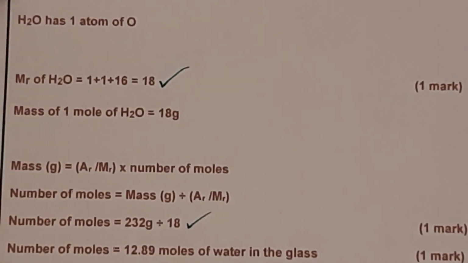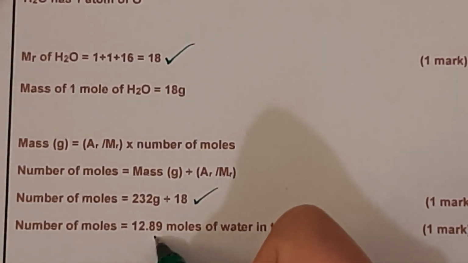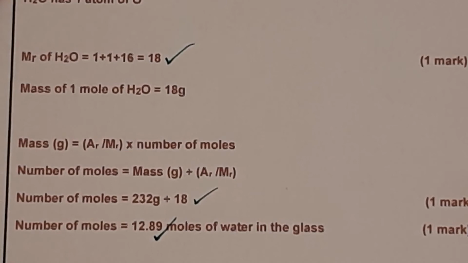The next thing is if you've worked out that the answer to that is 12.89, or 13, or 12.9, any of those, then you get another mark. So this number, but you can have it rounded, that's fine. So we're doing really well so far. We've got 3 out of 5 marks.